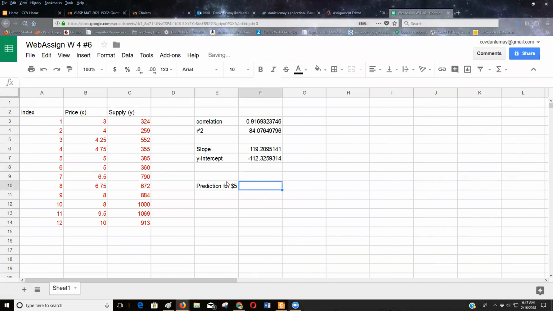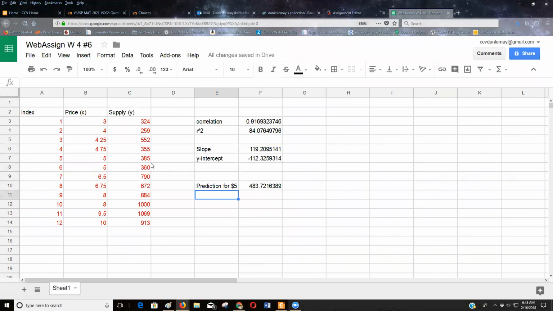And what I'm going to do is take the slope equals, click on the slope, times 5. I could actually set up a formula so I could change the value, plus the y-intercept. Okay, and that's going to be the predicted value. So that predicts this. The data suggests that when the price is $5, the cost or the supply will be 483.7 units.